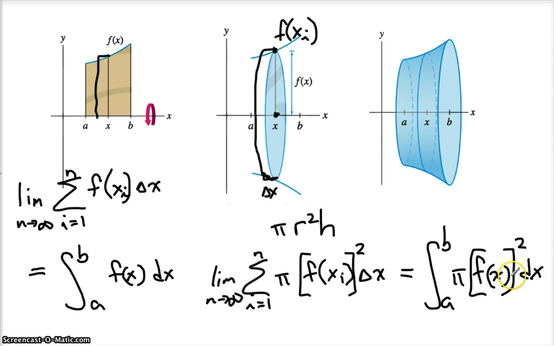So here's the formula for calculating these types of solids when revolving around the x-axis. We'll do some examples where we revolve around the y-axis, but we'll stick with x-axis for now.